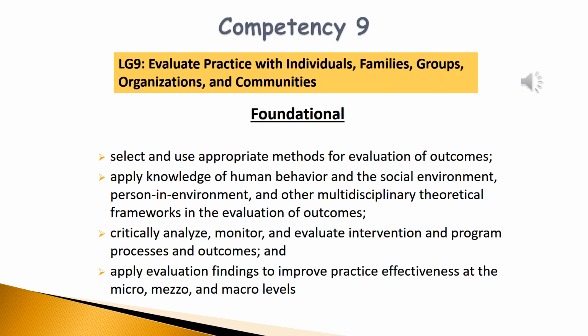And finally, competency 9. It's looking at evaluating your practice. And again, we talked about this a little bit before, but being able to find out if your practice is effective, and then being able to improve practice effectiveness at all levels: at the program level, at the organizational level, and at that micro level. So looking at all of those different levels, looking at how your human behavior and the social environment information is used in your evaluation process.